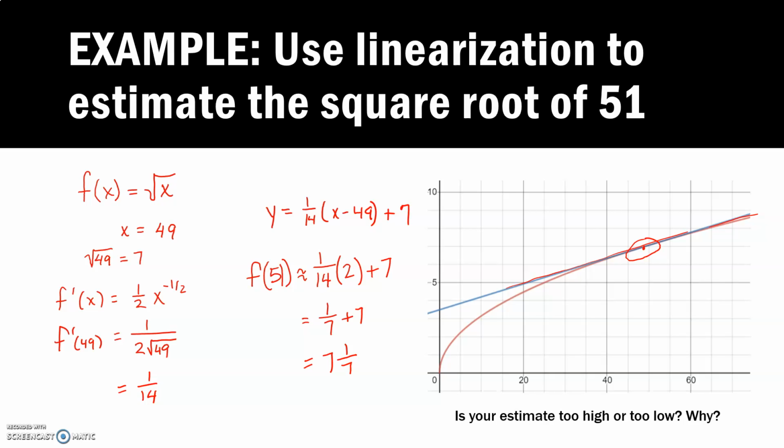The other thing I know by looking at this picture is that my estimate of 7 1/7 is a little bit too high. And I know it's a little bit too high because notice how this tangent line is a little bit above the curve. So it's too high because the tangent line is on top of the function.